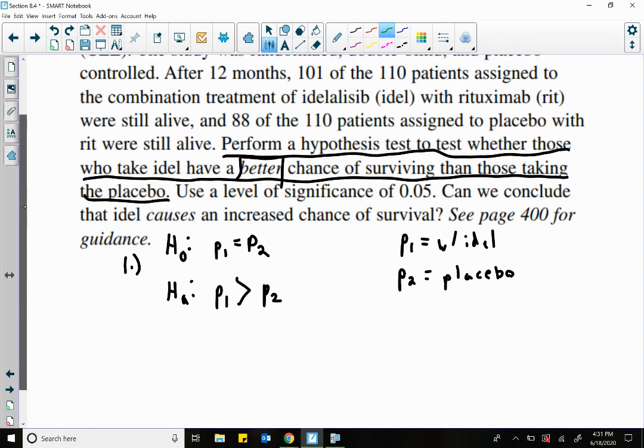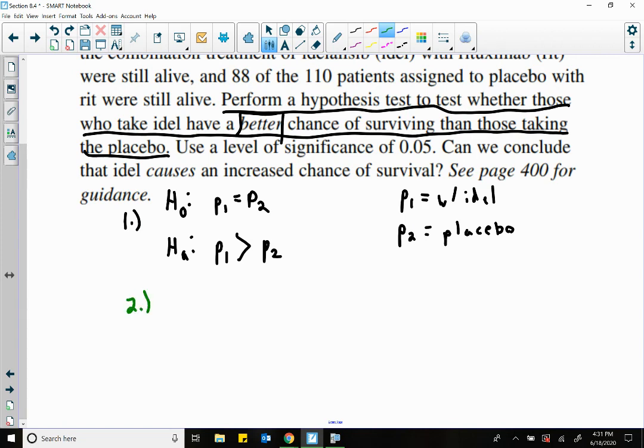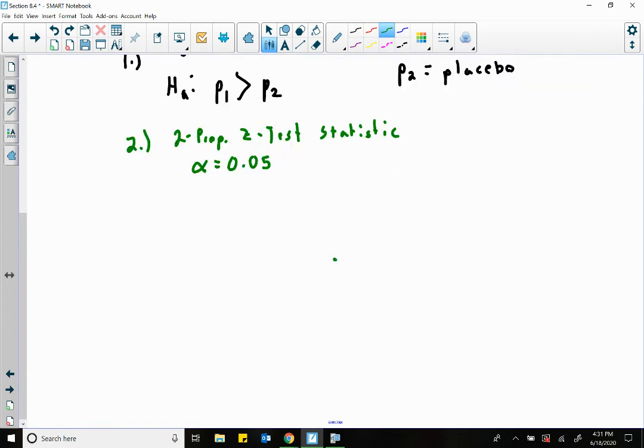All right, step two, a little bit of preparation. Okay? So step two, we're definitely going to do the 2 proportion Z test statistic. We're definitely going to have alpha equal to 0.05. So let's do some checking of the CLT. Okay? Because in your assignment, they do go through checking the CLT on some of them, not all of them. So again, we're going to check successes versus failures.